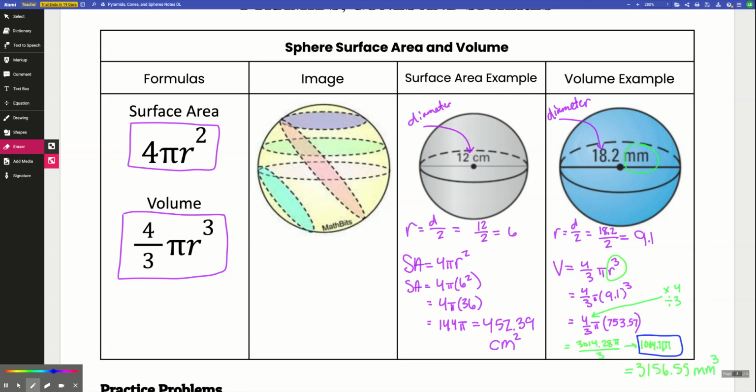All right, so that is it for this video. If you are feeling pretty good about this video plus the surface area and volume formulas for pyramids and cones, you don't necessarily have to watch the practice problems video, but I do have one more video on surface area and volume of these shapes, pyramids, cones, and spheres, that comes right after this one. So feel free to watch that one if you need a couple more examples.